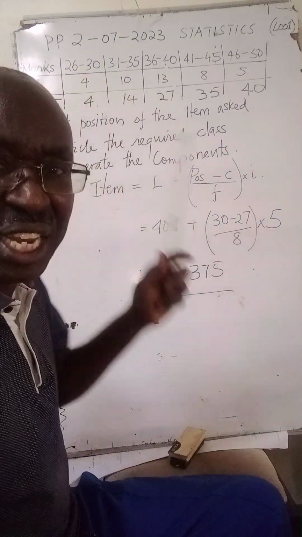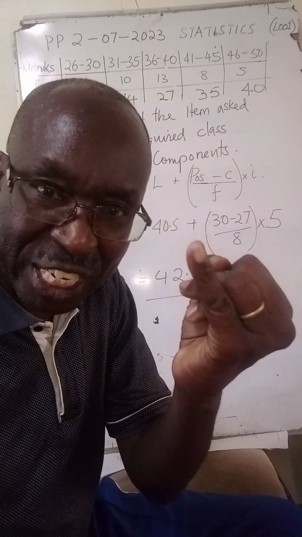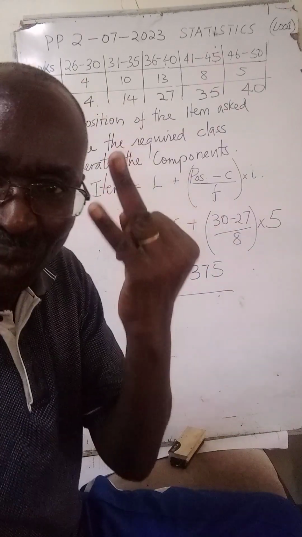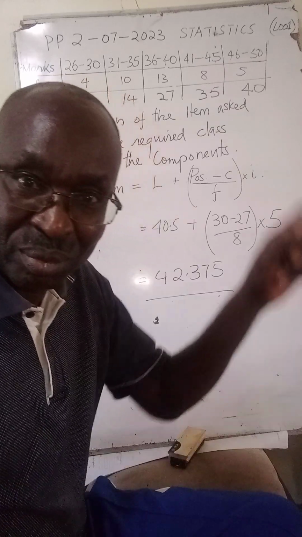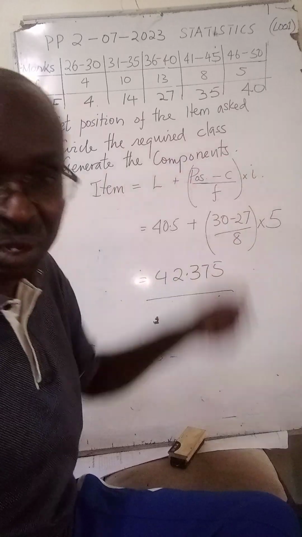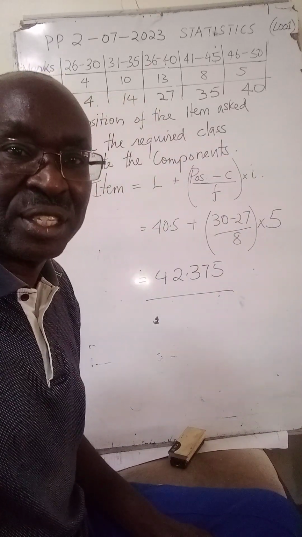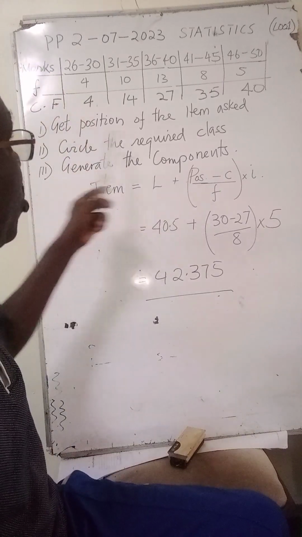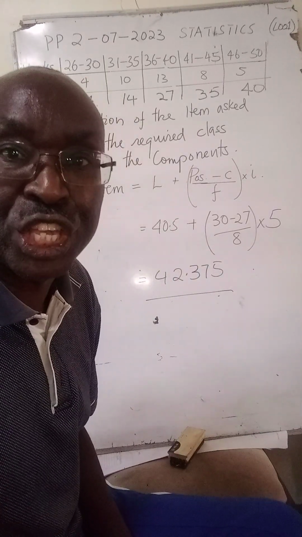Now, having done that, let us get it right. Anytime you are asked percentiles, quartiles, and median, CF must come first. And we have seen how it comes about. Next is to get the position. In our case, we are asked about Q3.